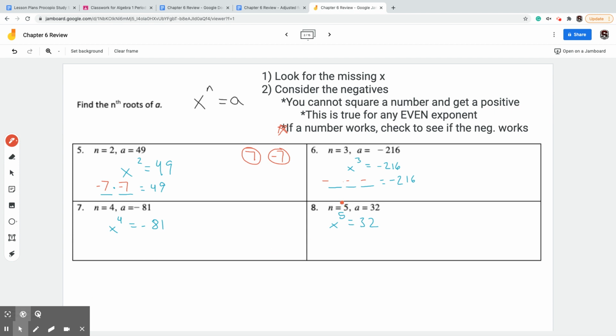Using a calculator or your power reference sheet, we would find that it is a 6. And when you find the number, consider its negative, its opposite. In this case, it wouldn't work because it wouldn't get me a -216. So that is my answer.